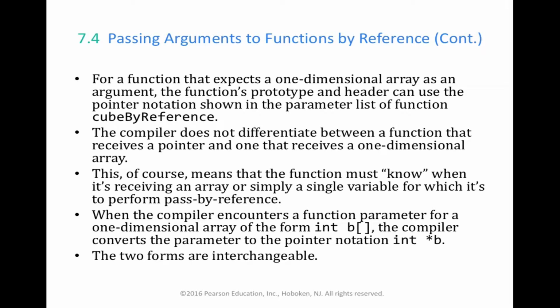to perform the pass by reference. When the compiler encounters a function parameter for a one-dimension array in the form of int b brackets, the compiler converts the parameter notation into int star b. And those two forms are completely interchangeable.